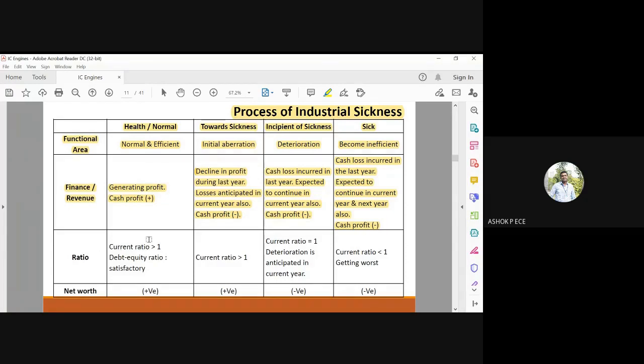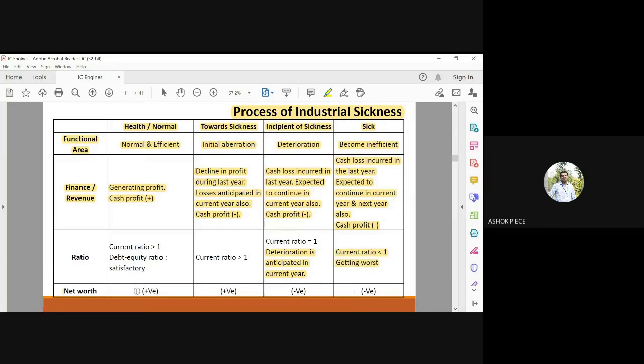Ratio: current ratio should be greater than 1, or debt to equity ratio should be satisfactory. So here the current ratio is greater than 1, then the current ratio equal to 1. So deterioration is anticipated in the current year, and then the current ratio is less than 1. So it is getting worse. Net worth: negative, negative, positive, positive.